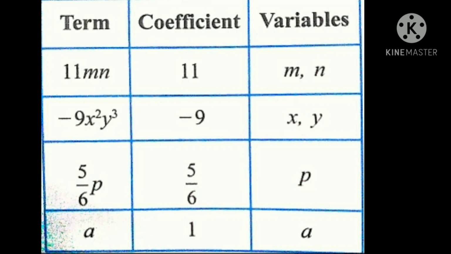Now the third example is 5 upon 6 p. So 5 upon 6 will come under coefficient, and p will go in the variable part. Now the fourth example, simply a is written. What does this mean? No number is there means what? 1. So 1 we will write as the coefficient. When only an alphabet is there, no number means 1. We have to consider it as 1. And the variable here is a. So this term a has coefficient 1 and variable a.